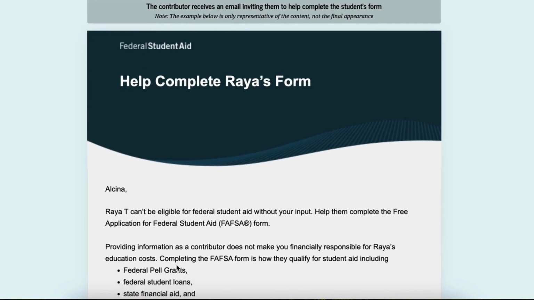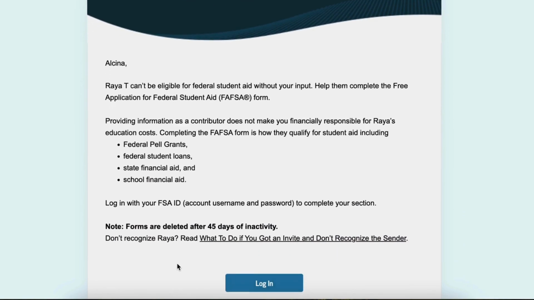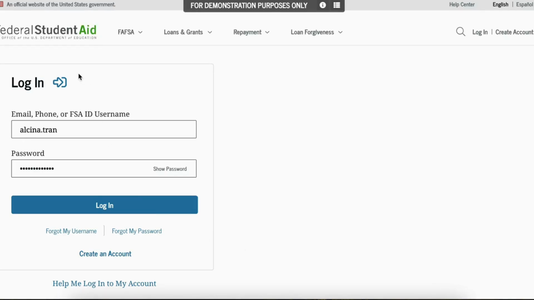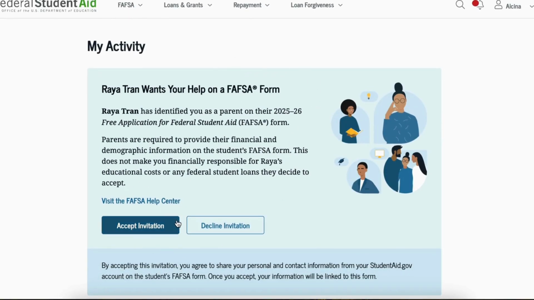This is what the email will look like when the student asks for the parent to serve as a contributor. It will say that the student is not eligible for aid without the input. So the parent will then log in. This will be their FSA ID. We're going to log in with that. And then they're going to see under My Activity that the student needs help with the FAFSA.